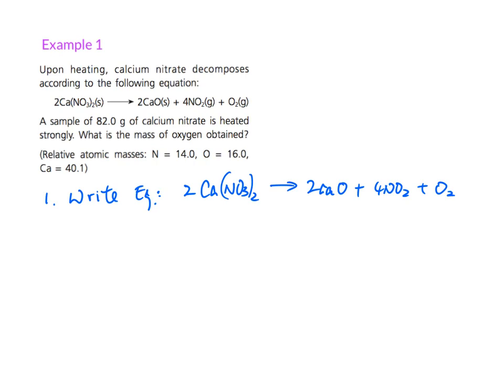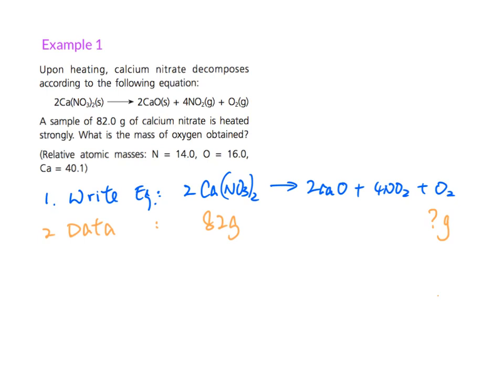Next, the second step, you have to write down the data. The data that we have is 82 grams of calcium nitrate. As this is about calcium nitrate, I write it below this chemical. The target that we are looking for is the mass of the oxygen. So we go from the calcium nitrate to find oxygen.